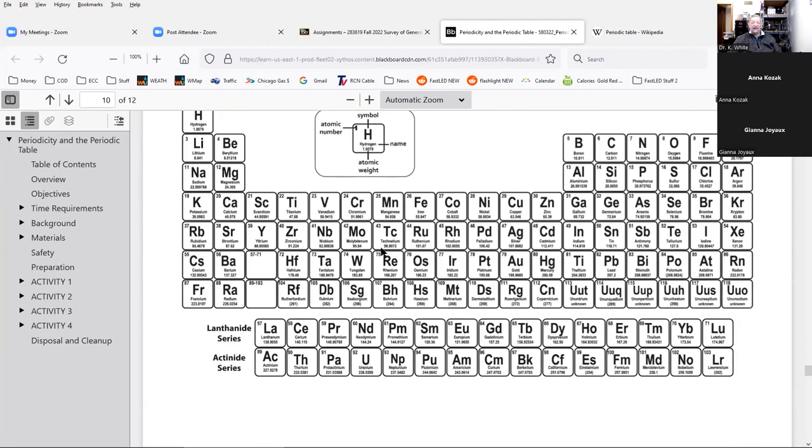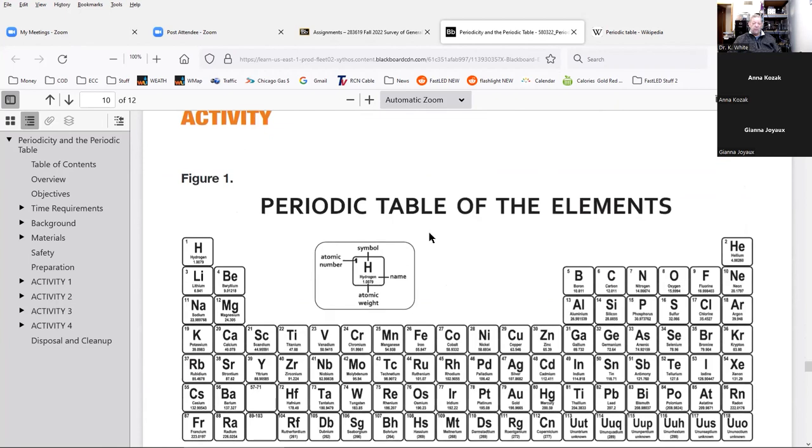And here they give you the actual periodic table. Notice their atomic numbers are on the left. All the tables I've used, they're on the upper right. But it's the same thing on the upper top. Now, this is important.